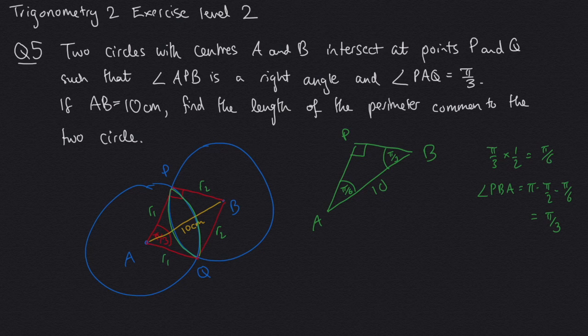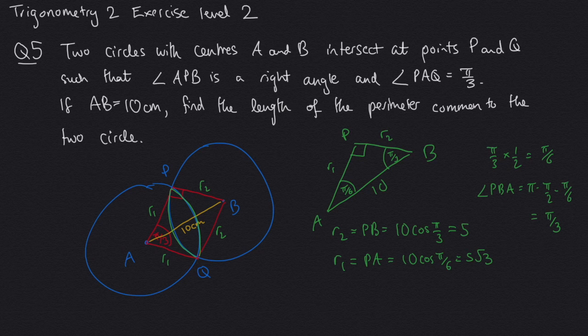Well, this leaves us in a position to find PB and PA, which is what we want. This is R2 and this is R1. So this is just a right angle triangle. So we know that R2 is equal to PB, which is 10 times the cosine of pi over 3, which is just equal to 5. And we know that R1, which is PA, is equal to 10 times the cosine of pi over 6, which is 5 root 3.